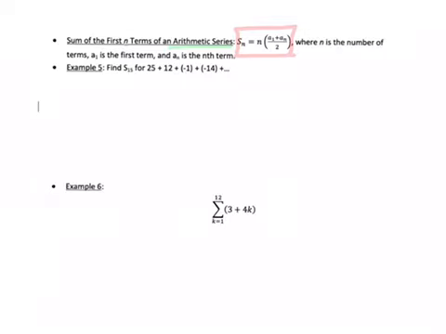If we pick apart this formula a little bit, S sub n would mean the sum of however many terms. Like if that was S sub 8, that would mean the sum of the first 8 terms. So S sub n is the sum of n terms, where n is a number. So n here would be the number of terms.